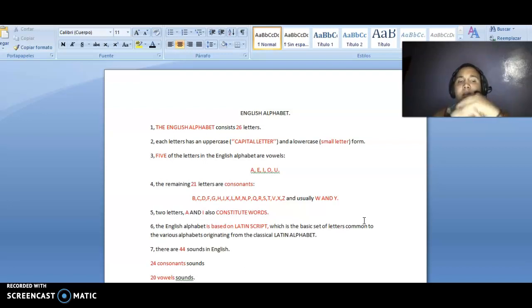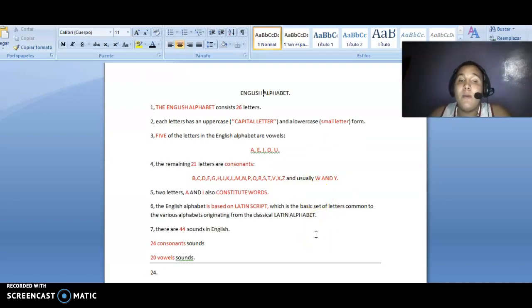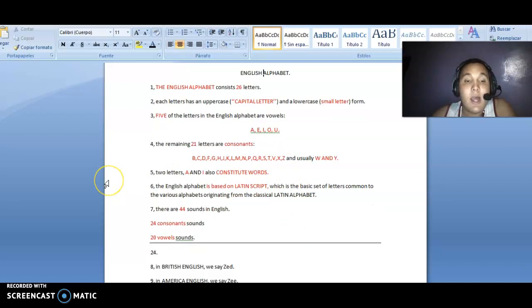Two, five of the letters in the English alphabet are vowels: A, E, I, O, U. The remaining 21 letters are consonants: B, C, D, F, G, H, J, K, L, M, N, P, Q, R, S, T, V, W, X, Y, and Z. Five, two letters also constitute words.